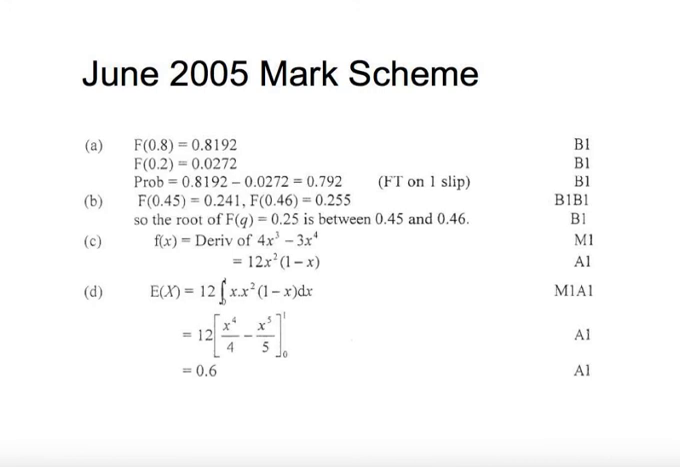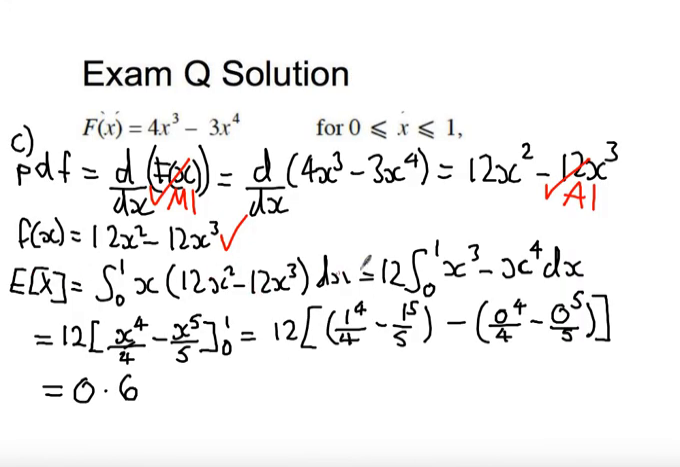So if we just go back to my question, here we have, this is my method mark, and I get an answer mark for using the correct values. Down the bottom here, this is where I've integrated. This demonstrates, and I get an answer mark at this stage. And then finally, my answer at the end gets my answer mark.